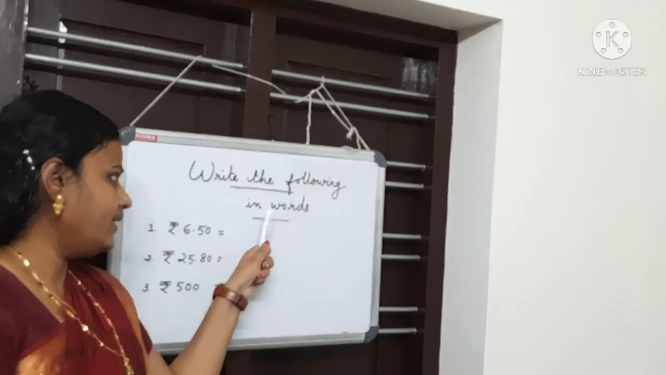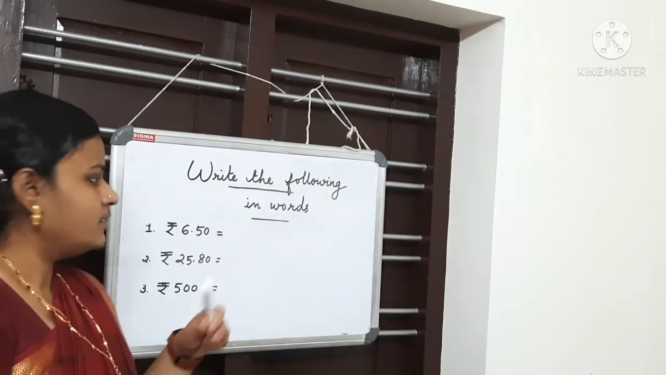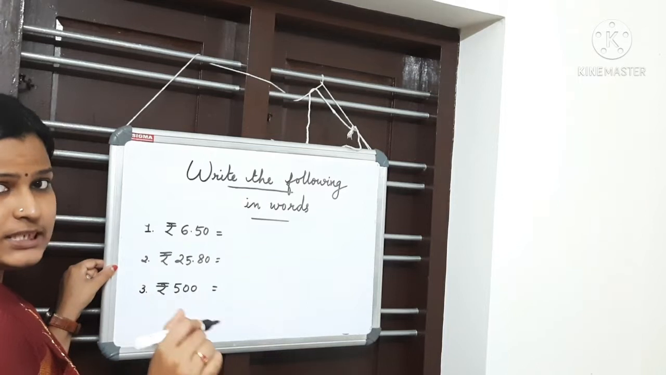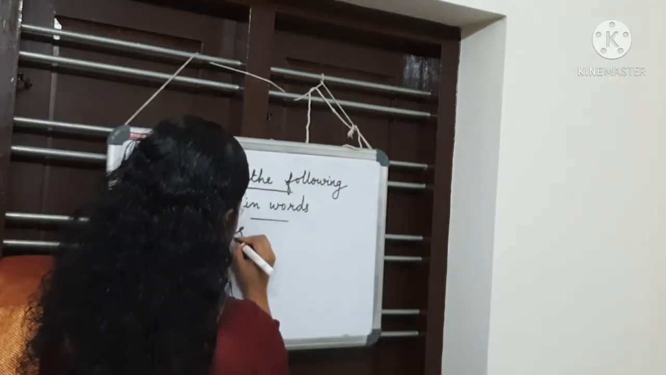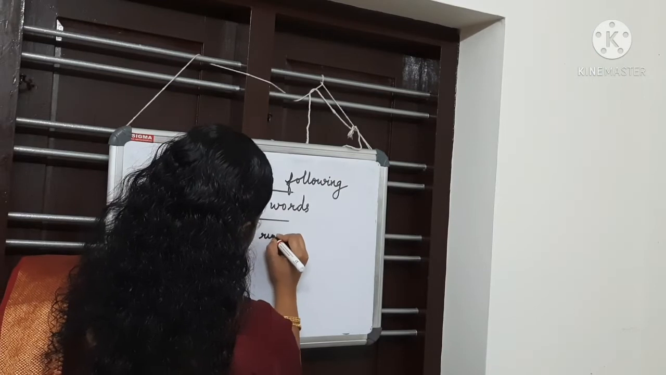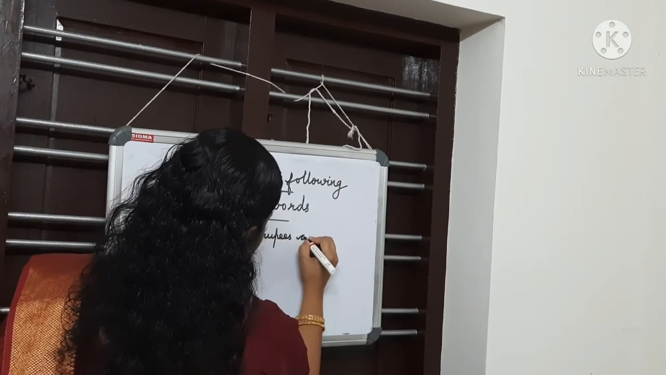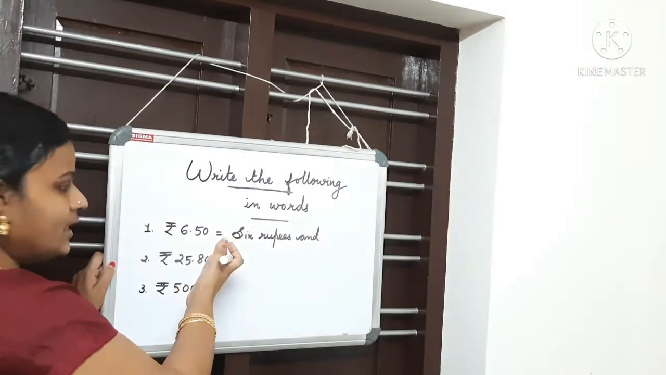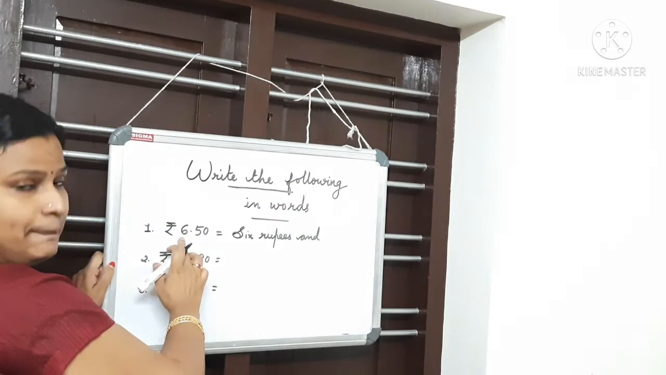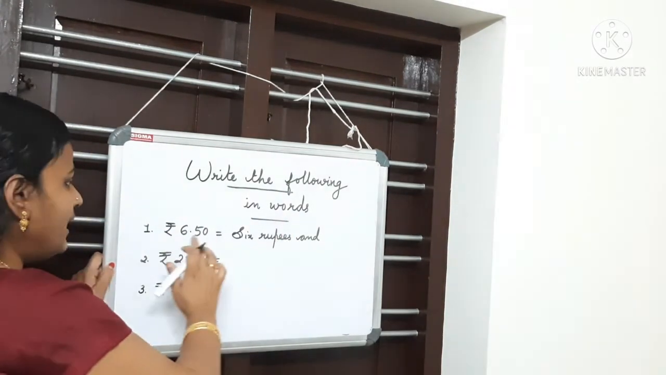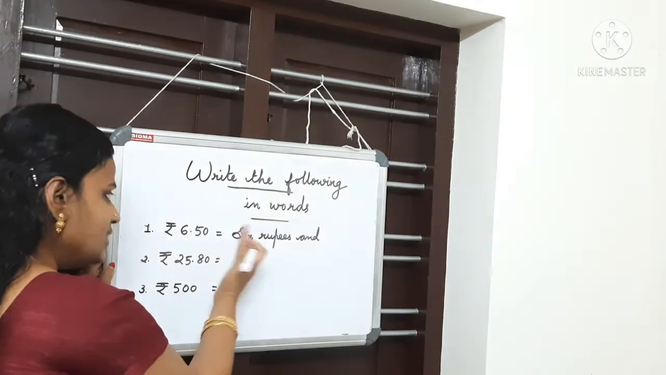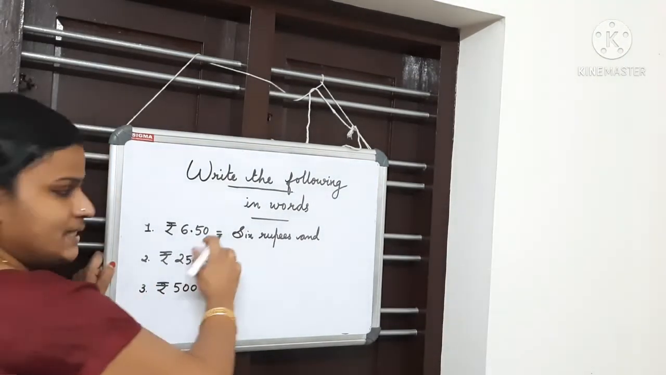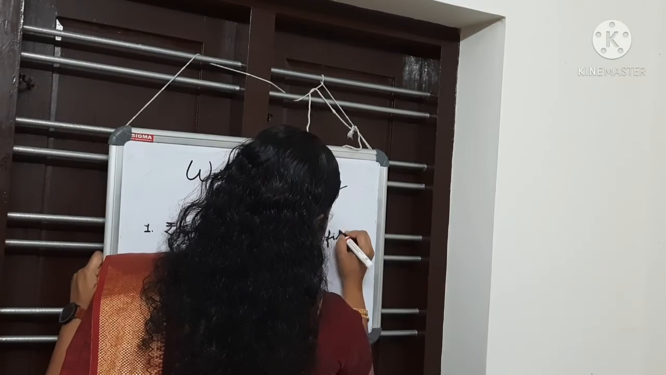Write the following in words. Okay? So, look at the first question. Rupees 6.50. How will we write it in words? This is 6 rupees and how many paise? We know the number that comes to the left of the decimal point represents rupees. So we wrote 6 rupees and the numbers that come to the right of the decimal point represent paise, right? So 6 rupees and 50 paise.